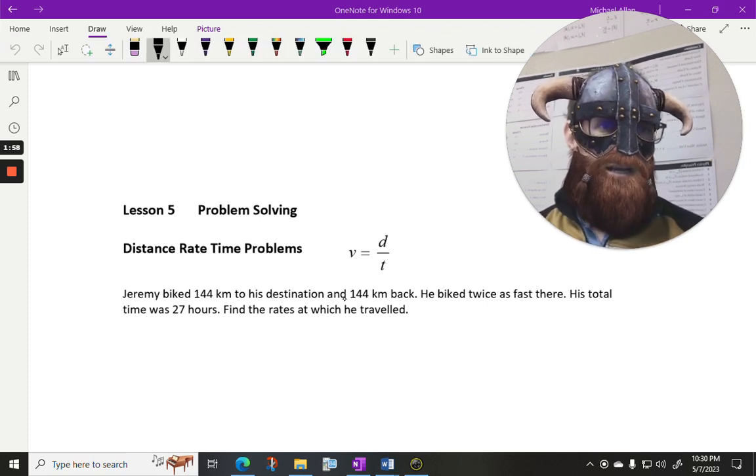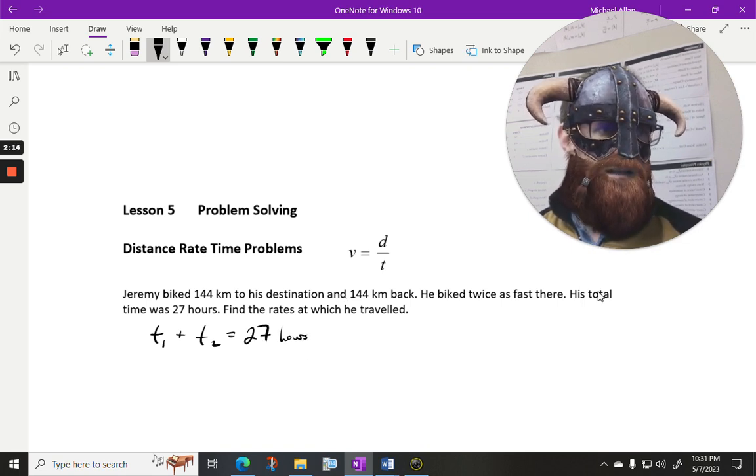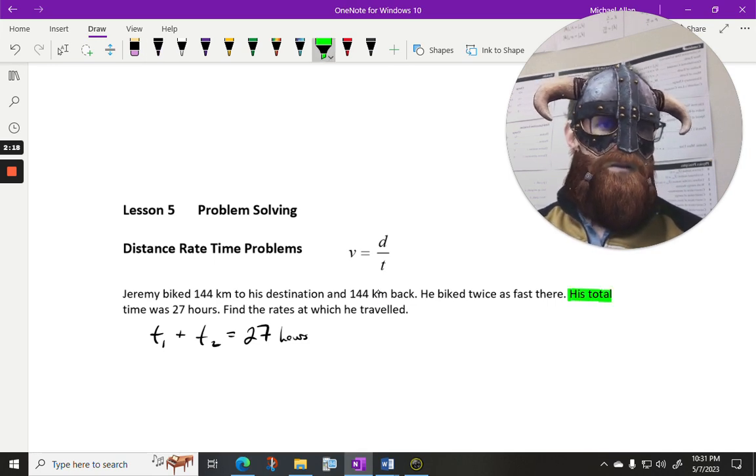I'm going to just write down what I know. If I take a time, let's call this time 1 and time 2, and add them together, I'm going to get 27 hours. So that's what I know based on that last line: total time is 27 hours.